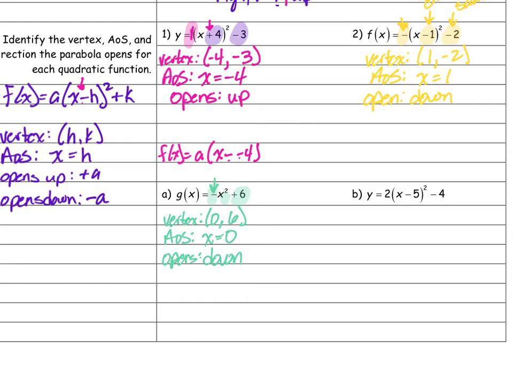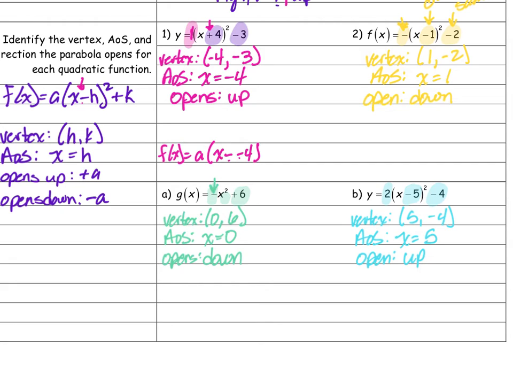Okay? And then on the last one, I'm going to look at this one, and that one. So my vertex is going to be 5, -4. My axis of symmetry is going to be x equals 5. And it's going to open up. Yep. Nice. Okay. Are we okay with that?